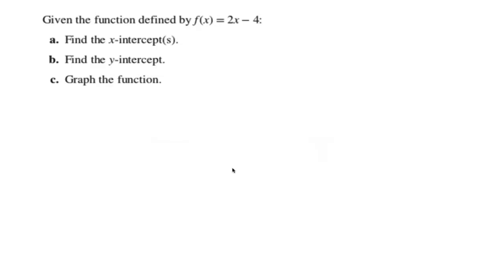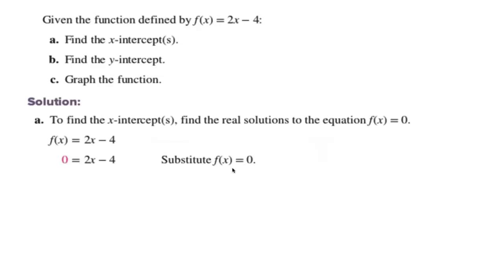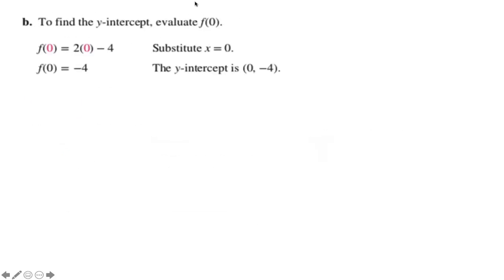Okay, for example, let's find the x-intercept and y-intercept of this function. Again, to find the x-intercept, we set the function equal to 0 and solve for x. If I do that, I get x is 2, so the x-intercept is (2, 0). And to find the y-intercept, we plug in 0. So plug in 0, you get -4, so the y-intercept is (0, -4), because again 0 is x.